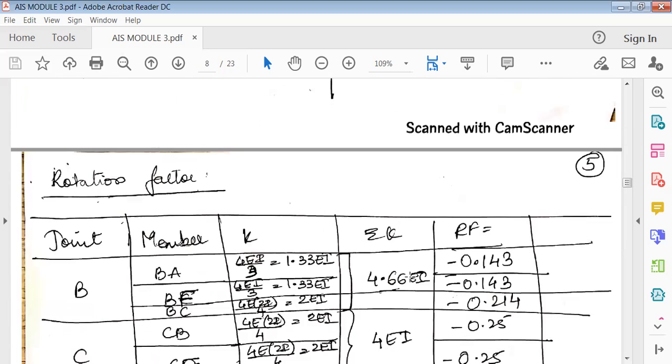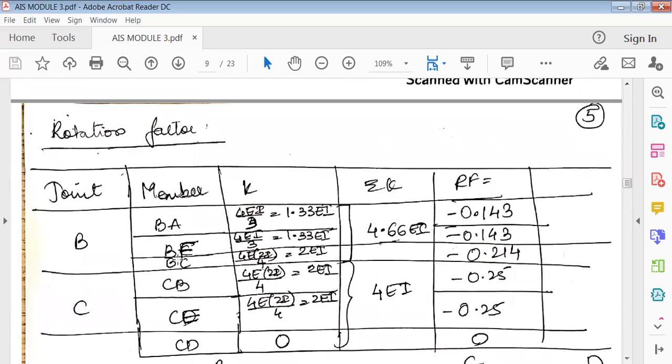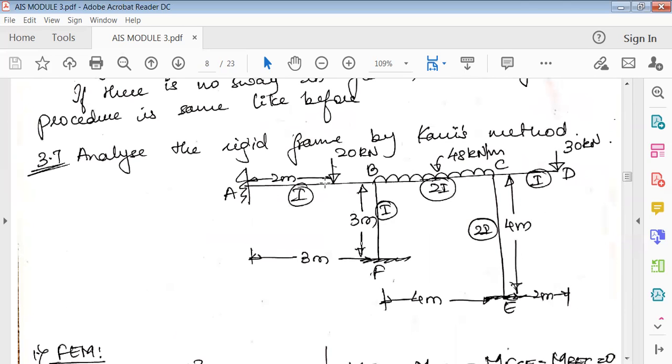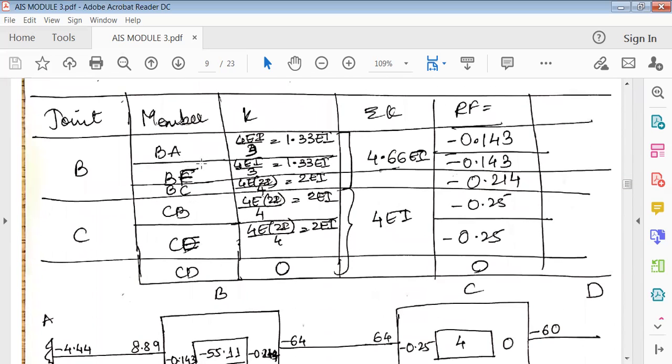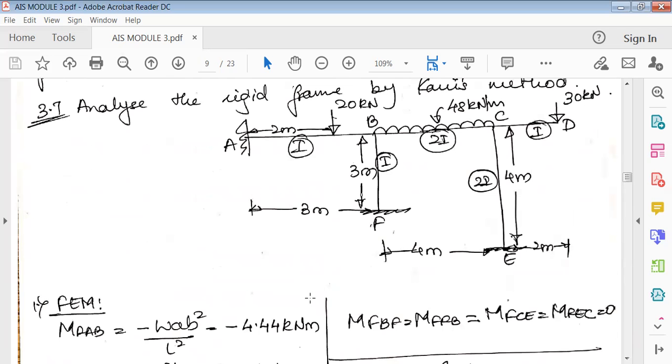First joint B: BA, BF, BC. Go in order only: BA, BF, BC. Then here also CB, CE, CD. First BA. See here, BA, BF, BC are all fixed supports, so it is 4 EI by L. Similarly, come to this joint now: CB, CE, CD. All three are fixed for B, 4 EI by L each. Similarly, CB is 4 EI by L and CE is 4 EI by L.